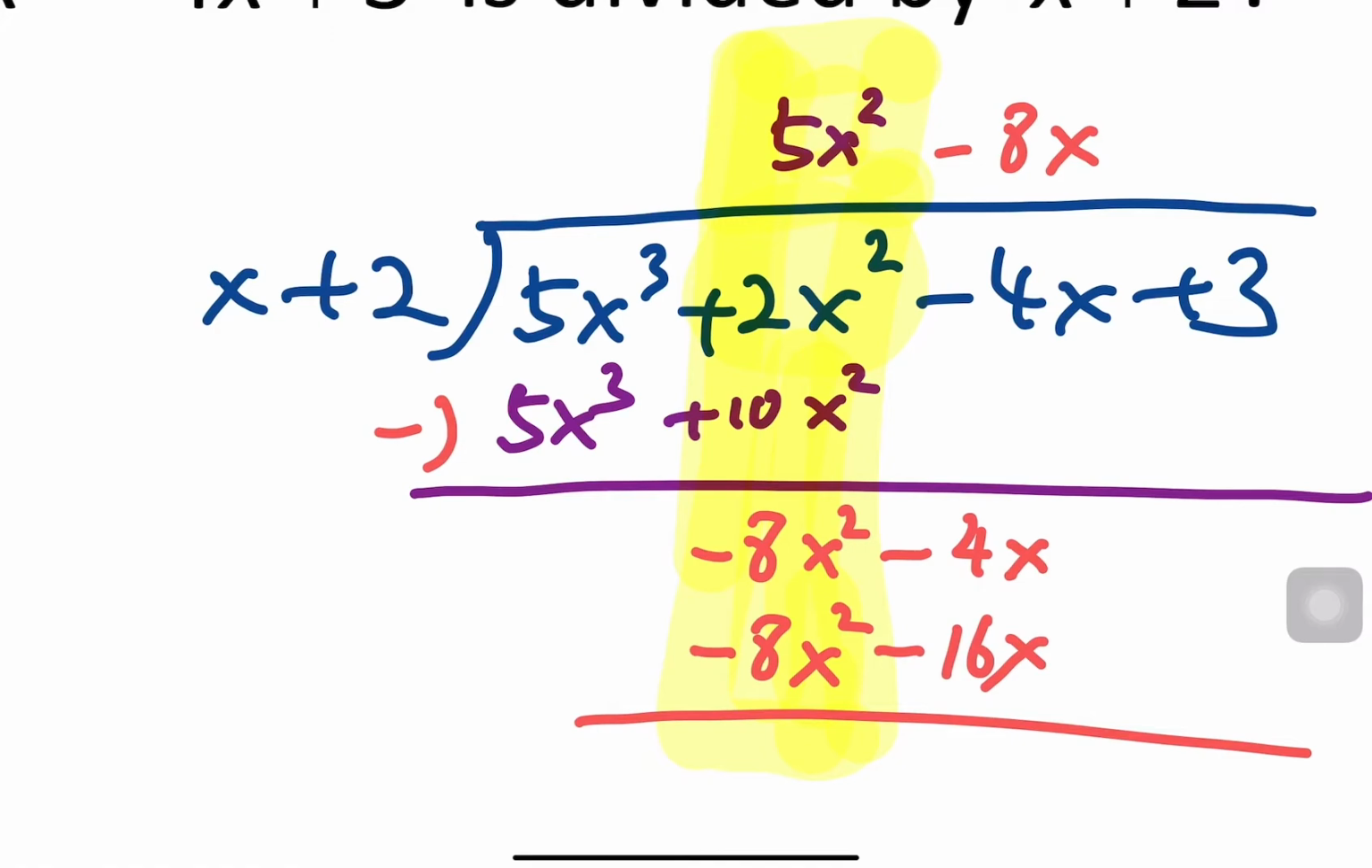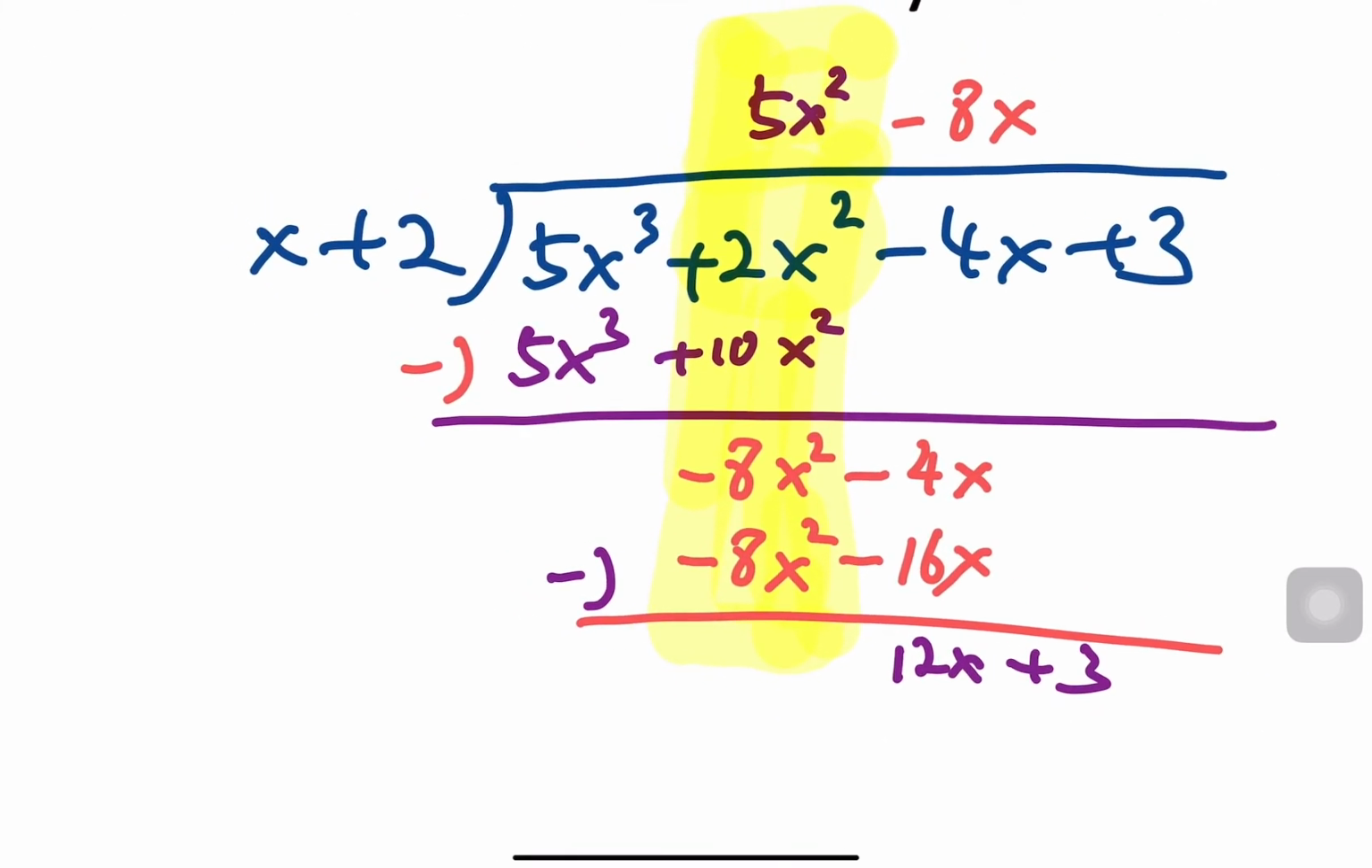Subtraction again. Okay, so negative 8x squared minus negative 8x, because they are equal after the subtraction, is equal to 0. Remember, this step is very important. Remember, negative, because this is also negative. So the answer is negative 4x minus negative 16x. So it's positive 16. So it's 12x plus 3.